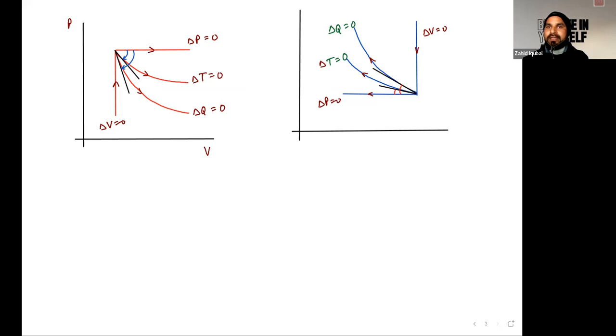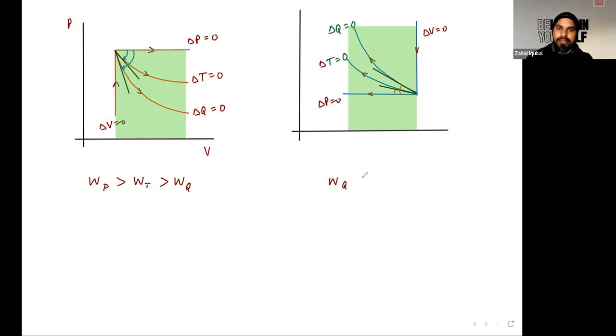Now, from this part, you'll be asked to define work done. Work done is nothing but the area under the graph. So just draw a curve like this to get the shaded region. And similarly, in this part, to get the shaded region. So in expansion, we can say work done is maximum in isobaric, then isothermal, and then adiabatic, and minimum or zero in the isochoric process. But in compression, in this part, work done is maximum in adiabatic, then isothermal, and least in the isobaric process. So work done: Q, then T, and then P.